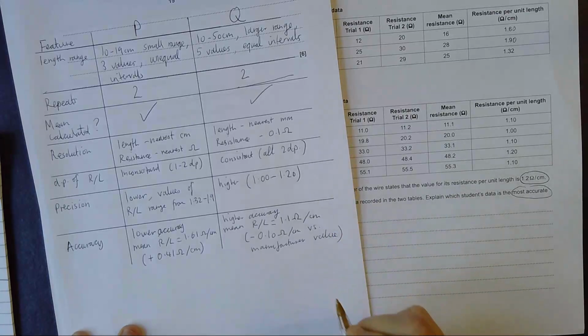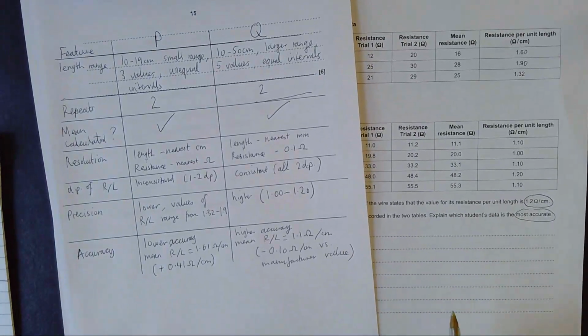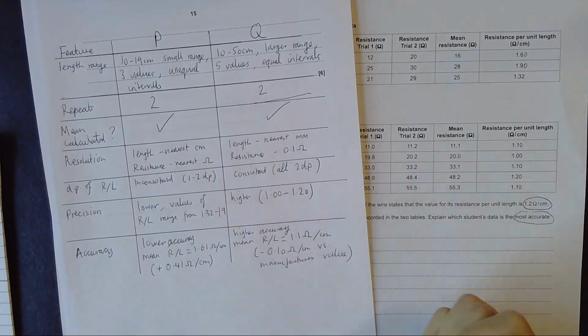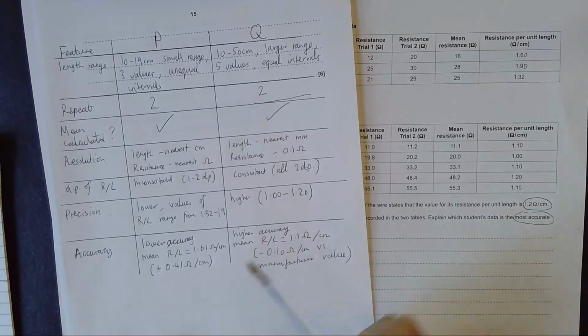So there's a lot in this one. I mean, we've probably got 10 marks out of 6 here. We've been pretty thorough. But as I said, a really good way of doing a comparison is actually just to put it into a table. Okay, thanks.